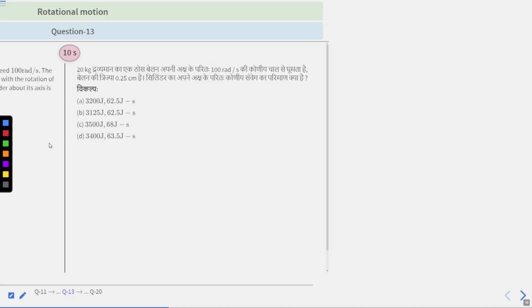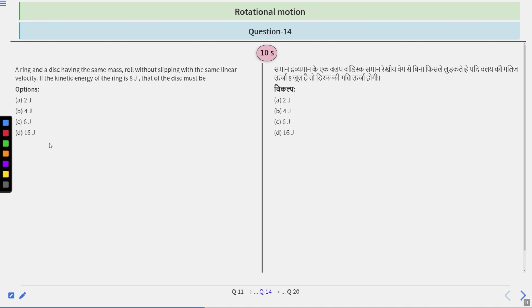Next question. Question 14. A ring and a disc having the same mass roll without slipping with the same linear velocity. If the kinetic energy of the ring is 8 joule, then the kinetic energy of the disc must be? Given options: option A 2 joule, option B 4 joule, option C 6 joule, and option D 16 joule. So which option is correct? You have 10 seconds to solve this question. After 10 seconds, we will provide the solution.